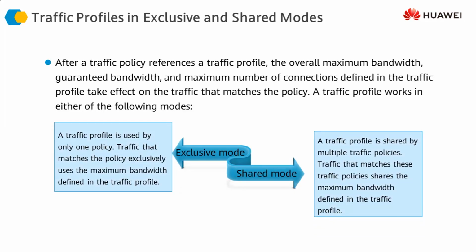When we are defining traffic profiles, there are 2 modes of traffic profiles that we can define. One is called the exclusive mode and the other one is called the shared mode. When we define exclusive mode, this means that a traffic profile can only be referenced by, or only be used by, one policy. And the traffic that matches the policy exclusively uses the maximum bandwidth defined in the traffic profile, which means that this traffic profile cannot be used by any other policy. It can only be used exclusively by the policy that is calling it. No other policy can call it.